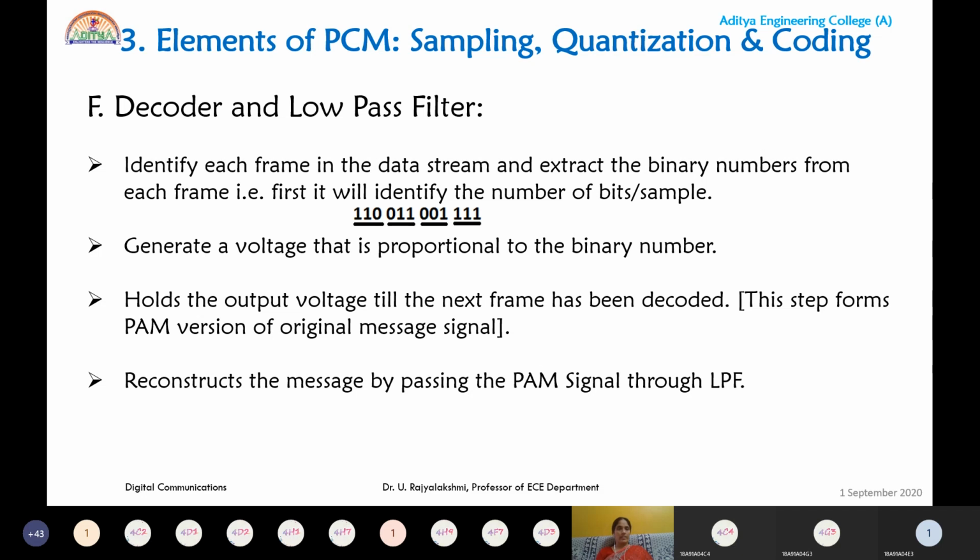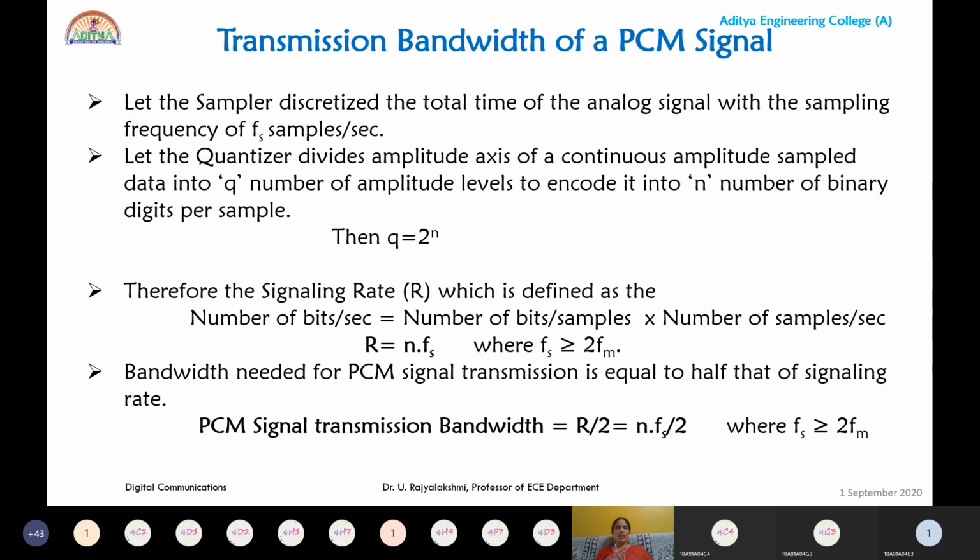Next, let us move to the next slide in order to identify the transmission bandwidth of the PCM signal. We have already seen the PCM signal, and how can you identify it? It is in the form of a binary sequence, in the form of zeros and ones. You have seen the total block diagram of the PCM system consisting of transmitter section, channel and receiving section.